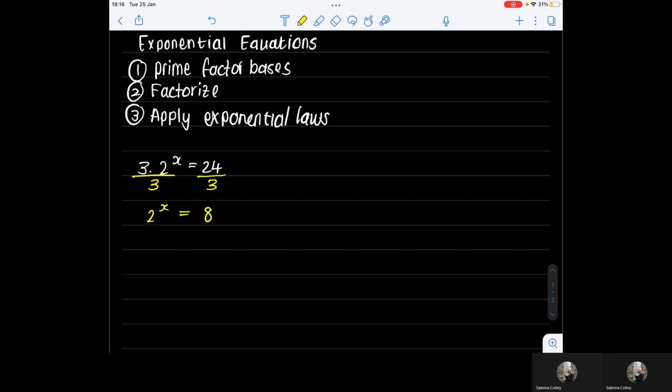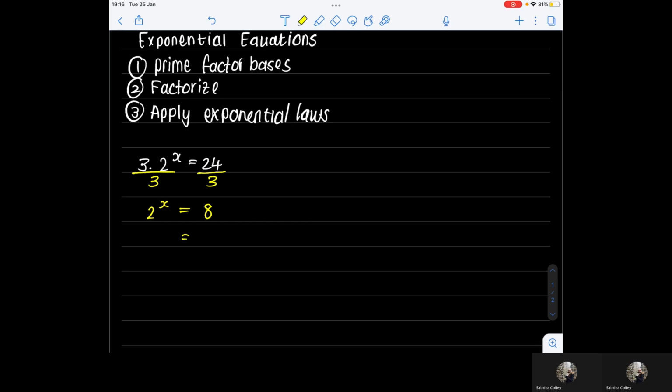Then I need to make it into my prime factor basis. So 2 to the power of x, and I know that 8 can be written as 2 to the power of 3. Now I can see my bases are the same. So now I can just work with my exponent. So x is equal to 3. Okay, let's try another one.